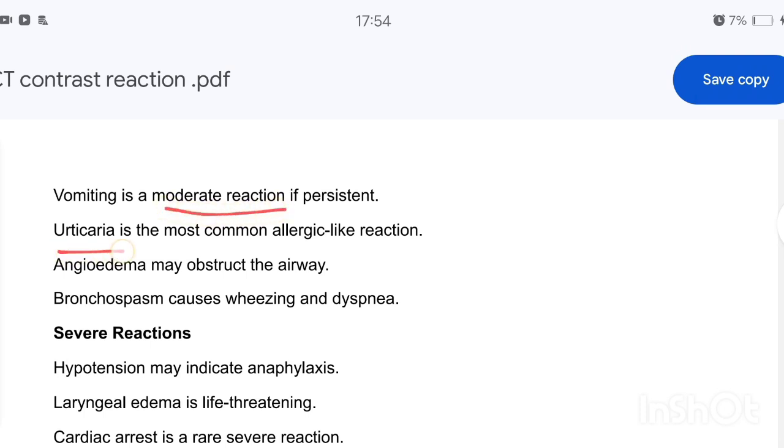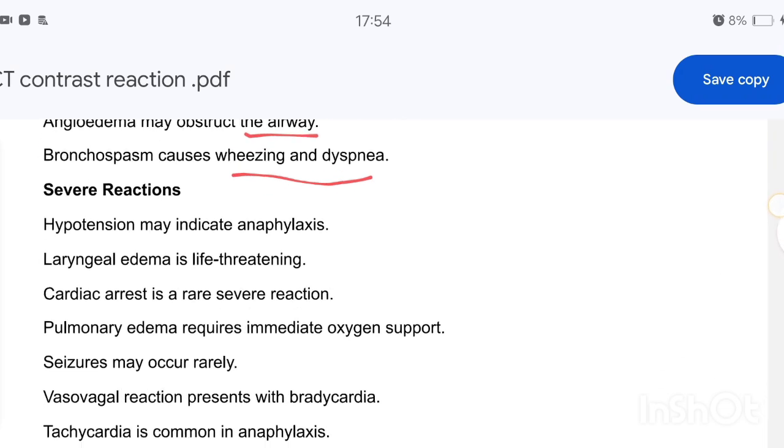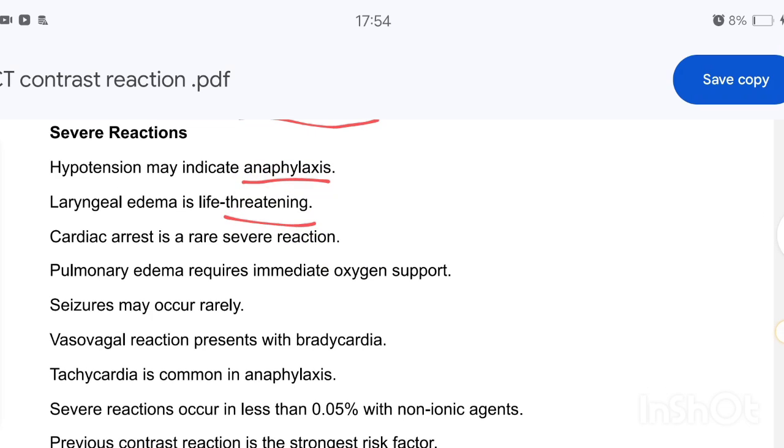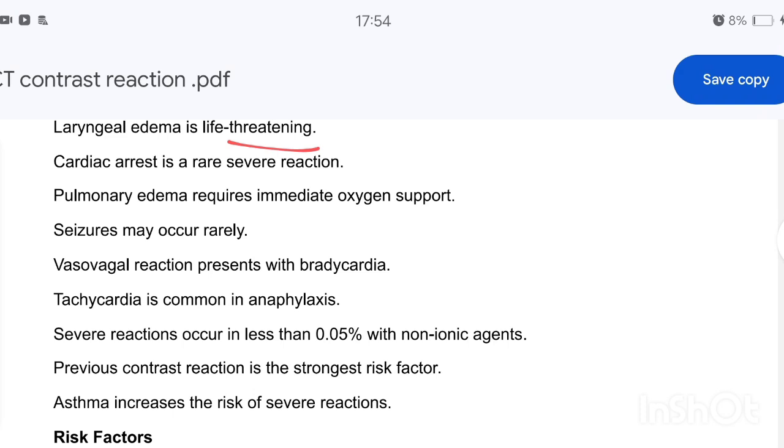Urticaria is the most common allergic-like reaction. Angioedema may obstruct the airway. Bronchospasm causes wheezing and dyspnea. Severe reactions: hypotension may indicate anaphylaxis. Laryngeal edema is life-threatening. Cardiac arrest is a severe, rare reaction. Pulmonary edema requires immediate oxygen support.